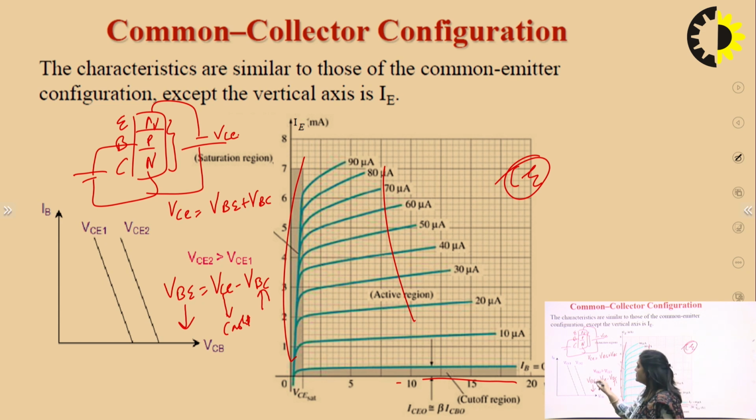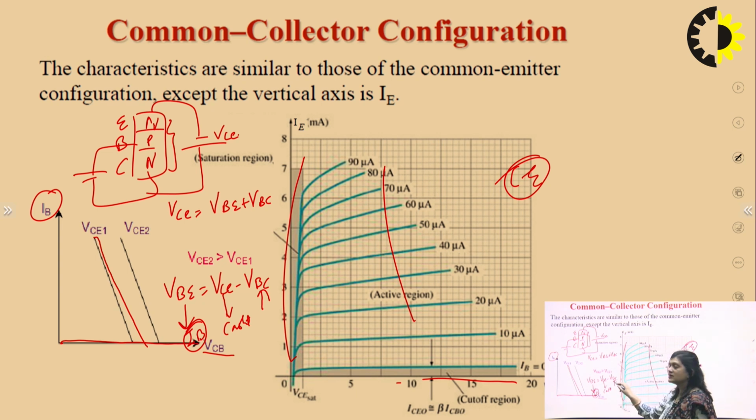So we can see VBE will decrease, and it means IB will automatically decrease. This plot is the input characteristics, plotted between VCB and IB. Here we can see if we increase the VCB, this IB current is continuously decreasing. I am saying the same thing: we are increasing the VBC, VBE is decreasing, so IB will decrease because IB depends upon the VBE.